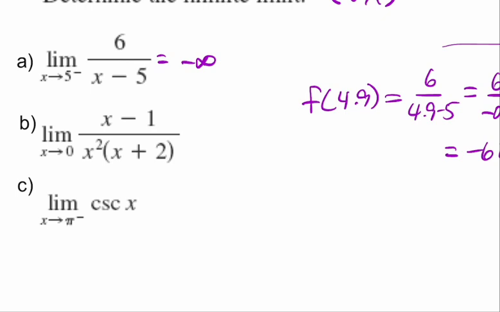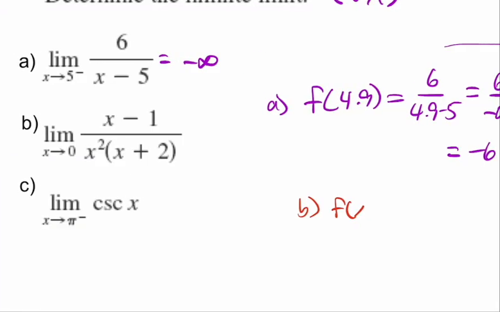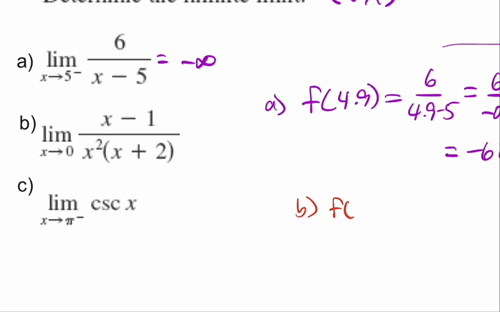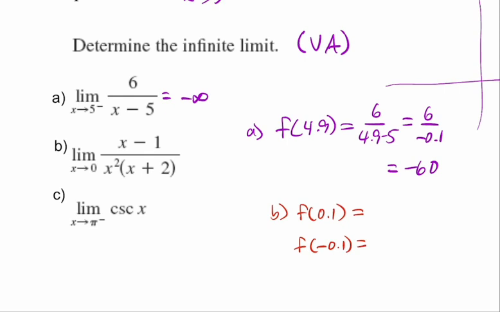So what we're going to do for this one, for B, is plug into my function 0.1, coming in from the right. I'm going to plug in negative 0.1 so I can come in from the left. And I need to know, am I going to get positive infinity for both? So that's what I'm looking for. Am I going to get positive infinity for both?